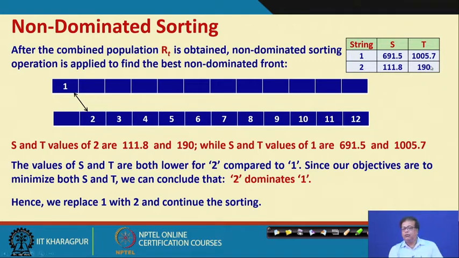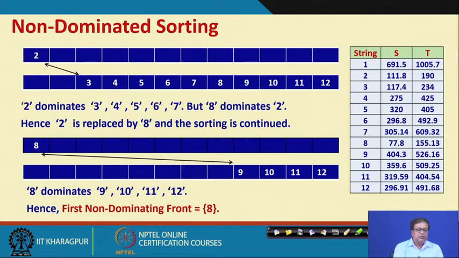So, if I compare 1 and 2, I see that the values of 2 are better than 1, is it not. So, if you compare S and T, then 2 dominates 1, is it all right. So, since 2 dominates 1, 1 will be replaced by 2, all right. So, that is the 2. Then similarly, if I keep on comparing, 2 dominates 3, 4, 5, 6 and 7, but 8 dominates 2.